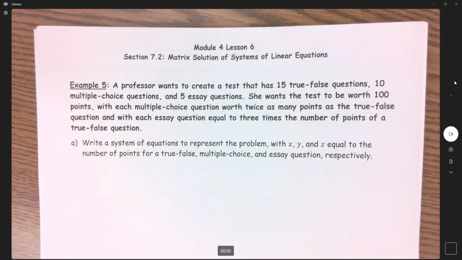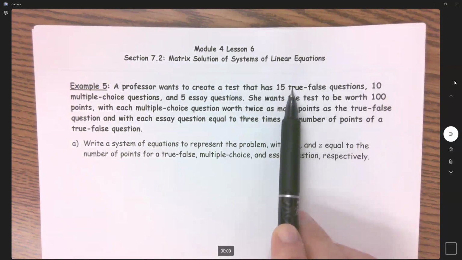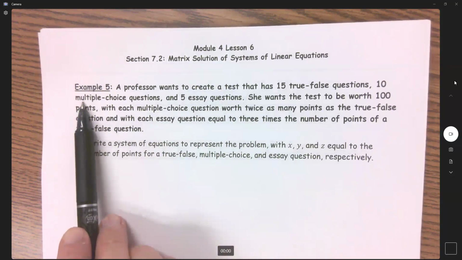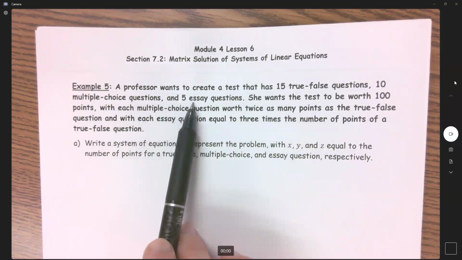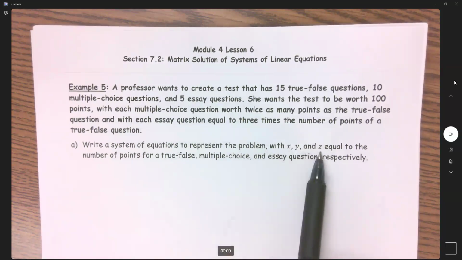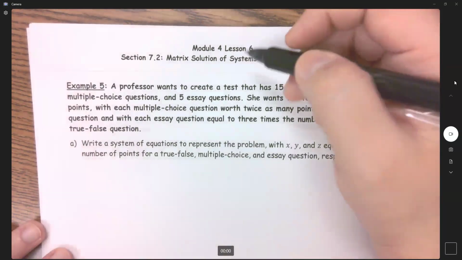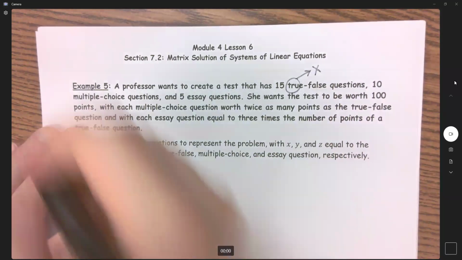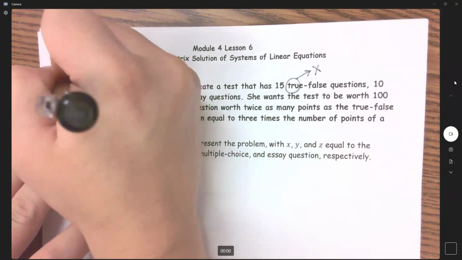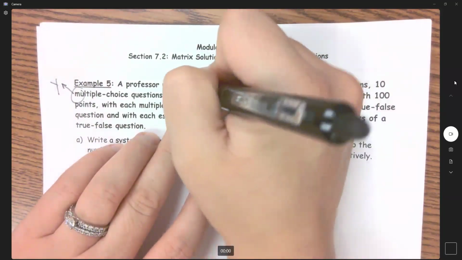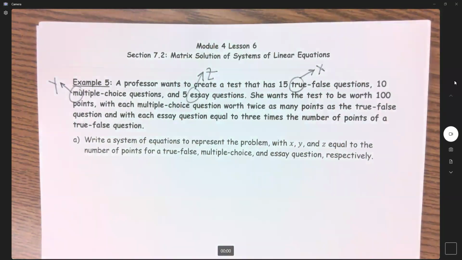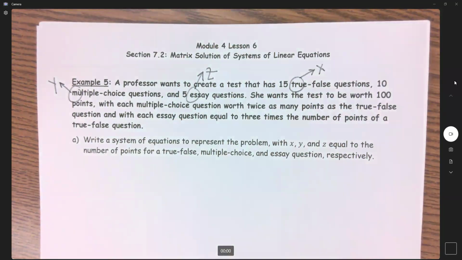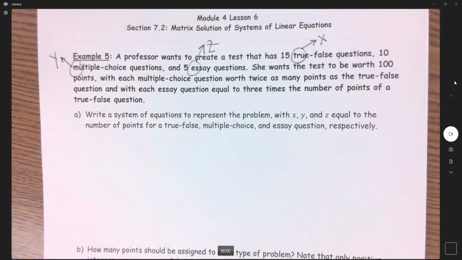So I personally would probably pick variables that make sense to this question. For true, false, I'd probably call that T. For multiple choice, I'd probably call that M. For essay questions, I'd probably call that E. But if they're wanting us to use X, Y, and Z, I guess we can do that. So for my true, false, that is my X. For my multiple choice, this is my Y variable. And my essay questions are my Z. Because I have 3 unknowns, I probably need to have 3 different equations here.